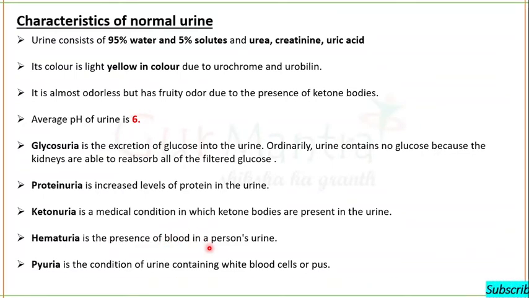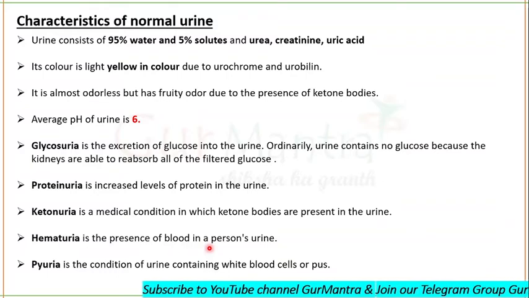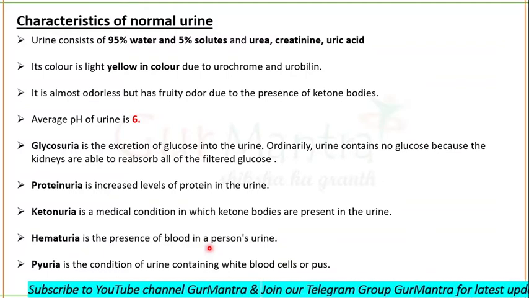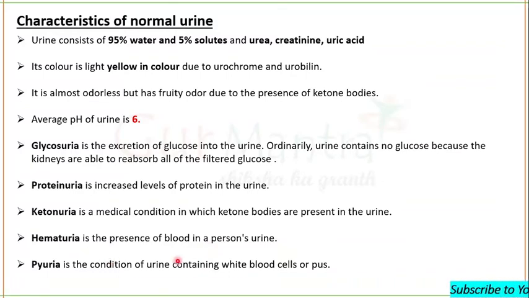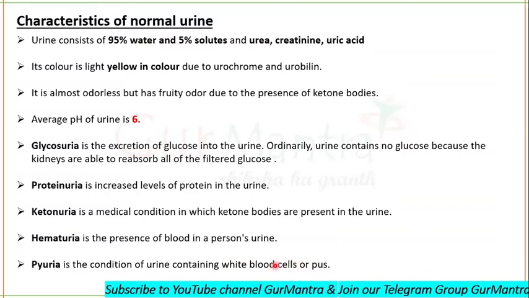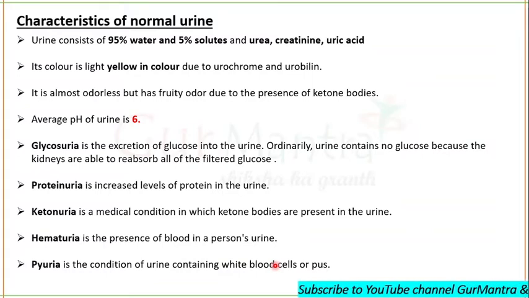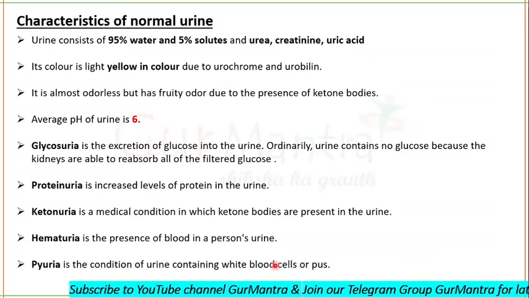Normally, you know that blood contains no RBCs. I mean, it contains no cells, like no formed elements or no proteins. Pyuria is the condition of urine when white blood cells are there in urine, or we say there is pus in the urine. So I hope all these disorders are very clear to you, and you also know about the general norm or characteristics of the urine.